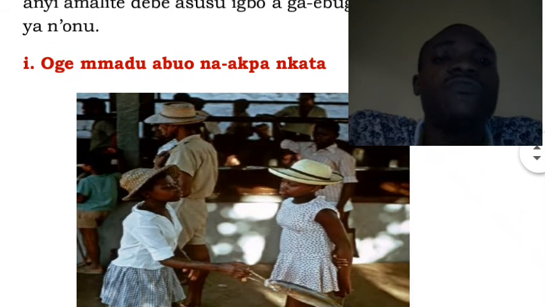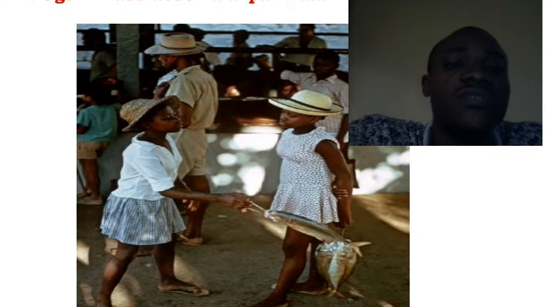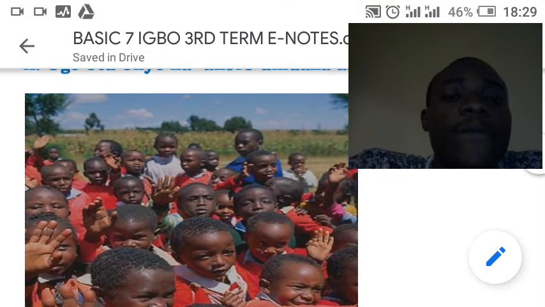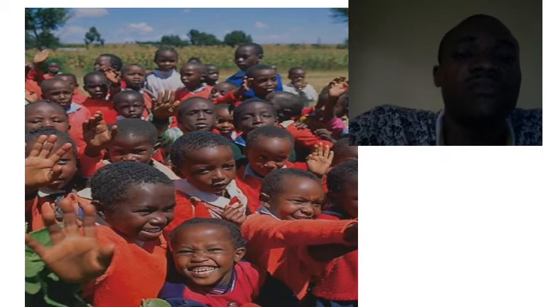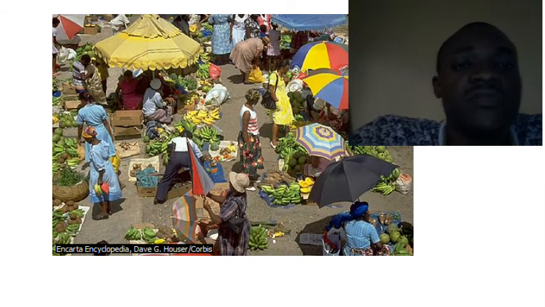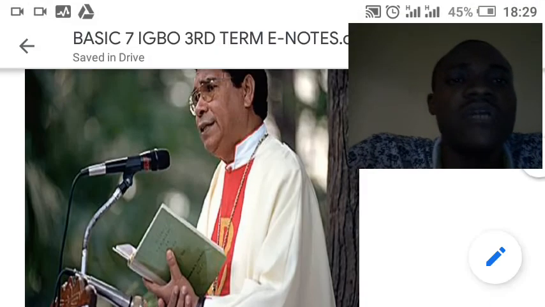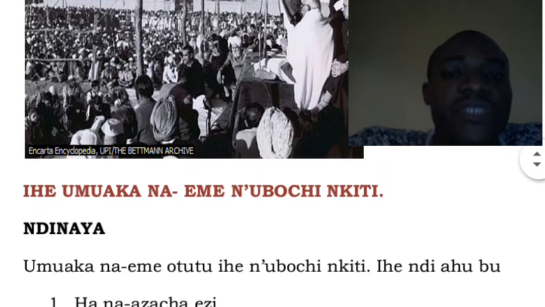Now, this is a picture of oge mmadụ abụọ na-akpa nkata. This is when two persons are discussing. That is, these two kids are discussing. One is with fish, and the other one is with her product. Okay, this picture is when somebody is telling children a story. So this is the marketplace where buying and selling take place, where the seller is trying to price a product. Okay, this one is a reverend or a pastor or a prophet preaching the word of God. And this is where we have a picture of a community meeting.